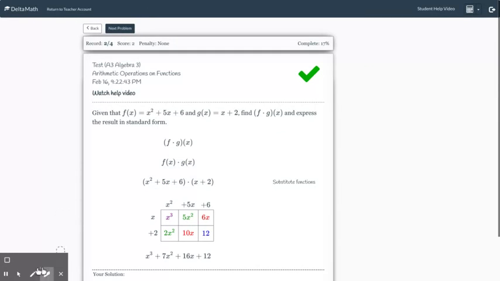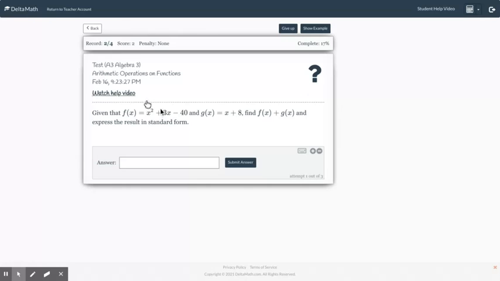Let's move on to the next one. This time I'm asked to add. The addition ones are probably the easier ones because all you have to do with addition is just add like terms.